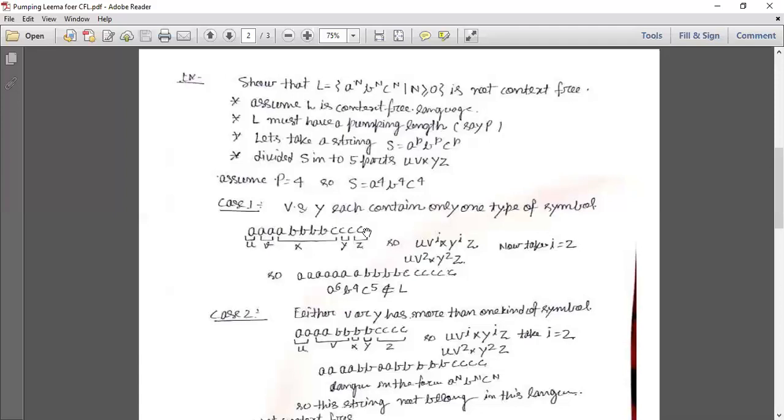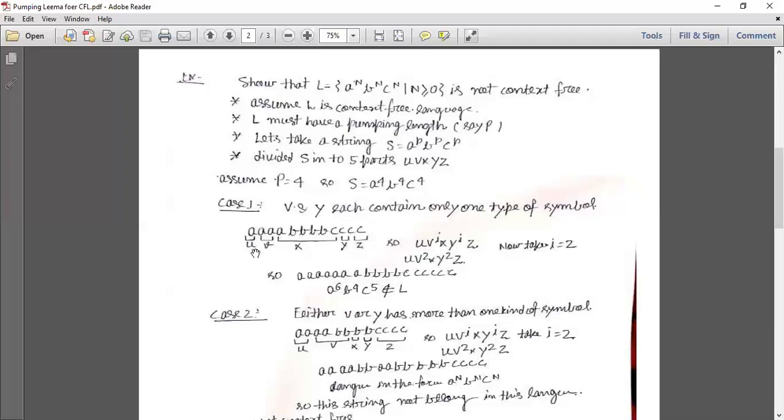So for my convenience, case one is V and Y each contain only one type of symbol. What is the meaning of this point? So in this language, three different types of symbols are used: A, B, and C. So V and Y each contain only one type of symbol. So V contains either A or B or C, and Y contains either A, B, or C. Clear? So on the basis of this assumption, we simplified the string 4 times A, 4 times B, and 4 times C.